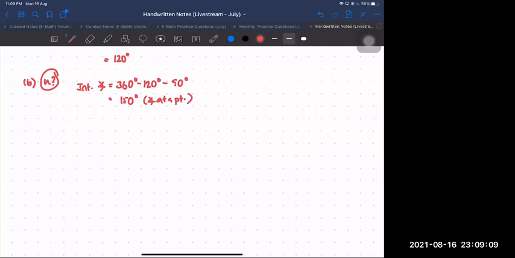Then after that, you know that this is a regular polygon. Later, I want to talk a little bit about regular polygons as well. So we know that 150 equals n minus 2 times 180 divided by n, and we solve for n. So 150n equals 180n minus 360.